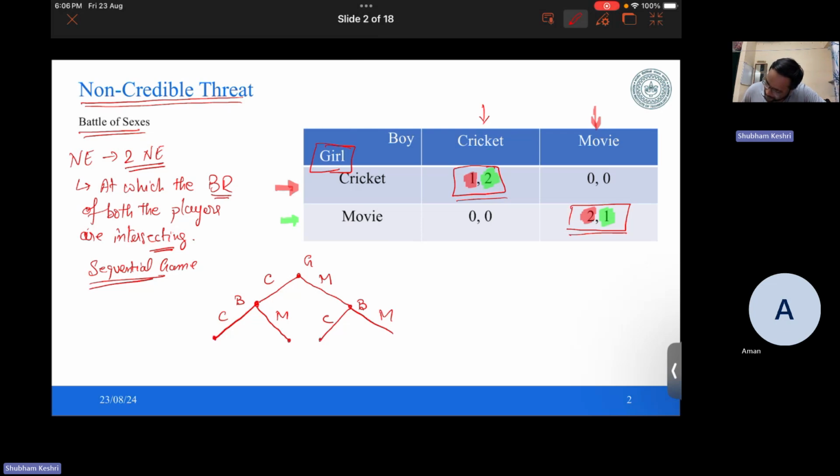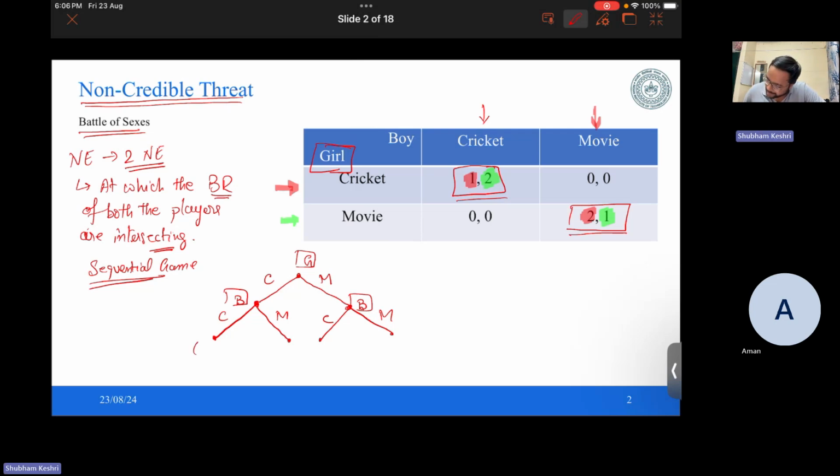All right. So we are saying that the girl player is the first player who is playing, and then the boy follows. All right. You can design this the other way also. The boy player is playing first, and then the girl player is playing. Over here, I have designed the game such that the girl is playing first, and then the boy is playing. All right. So depending upon which action the girl is playing, the boy will play accordingly.